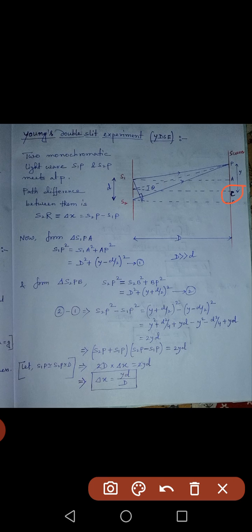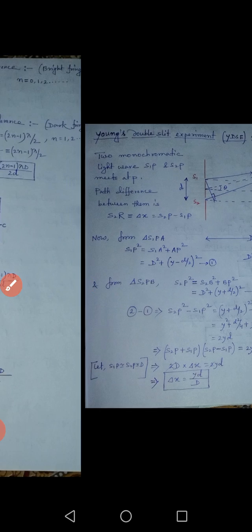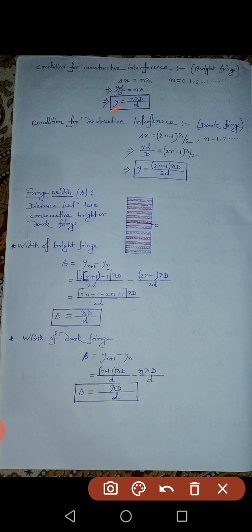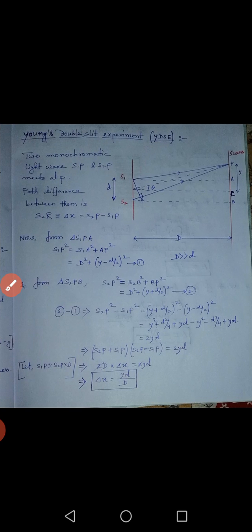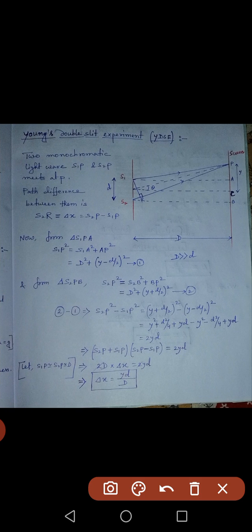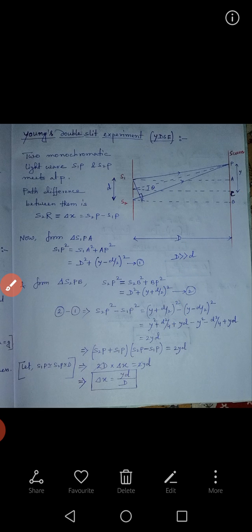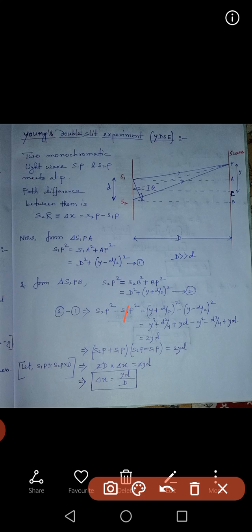We already know C is a bright point. I already told you that if the waves are moving to C, they don't have any path difference, and point C is a bright one. So that's what we got here also. Clear? Next, for n equal to 1, y will be lambda D by d. So when this distance y from C is lambda D by d, when n equal to 1, this will be lambda D by d.